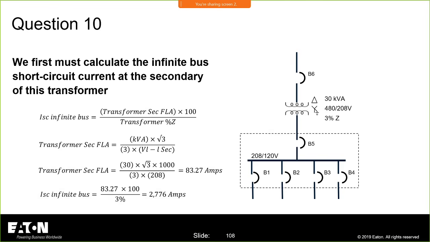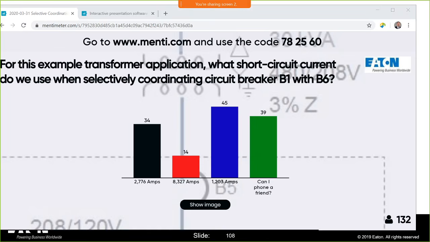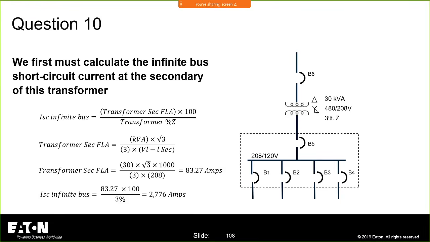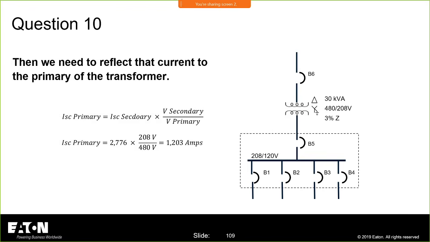So I'm going to walk through these calculations again. I know that the infinite bus on the secondary is 2776. I can tell you if you said that as an answer, you were not right. So the 2776, 34 people, sorry. Better luck next time. That's not the right answer. So let's keep walking through this.